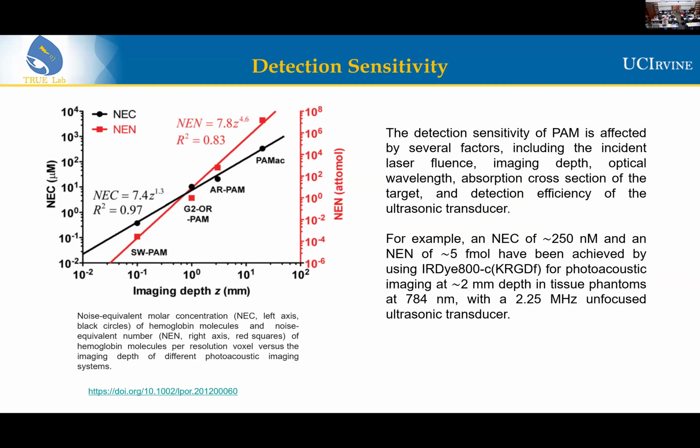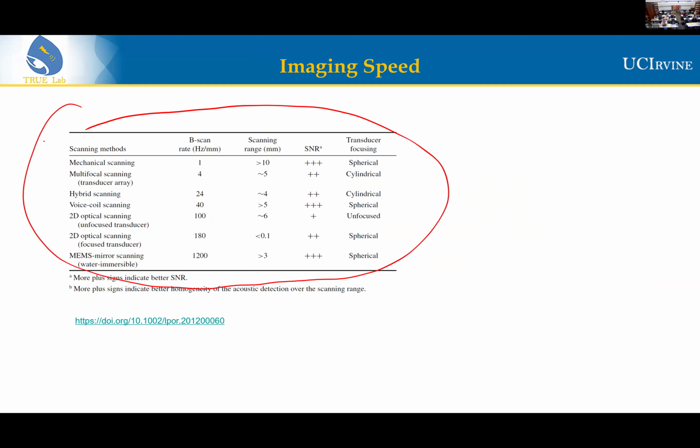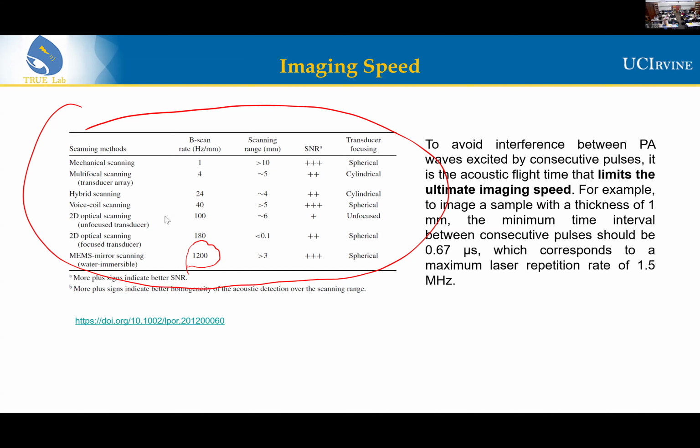This table, this is a pretty old table, gave you the development of all kinds of devices and how much resolution they can achieve. One of the mammoth-based scanning systems can achieve 1200 hertz scanning, which is very impressive. Nowadays, it's getting faster and faster and cheaper as well.